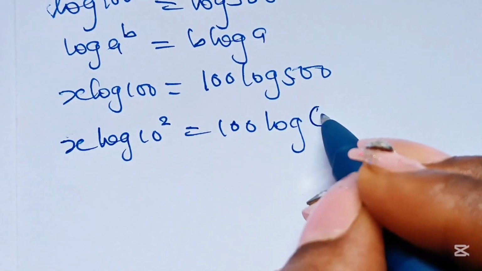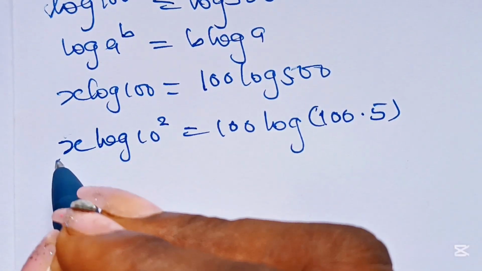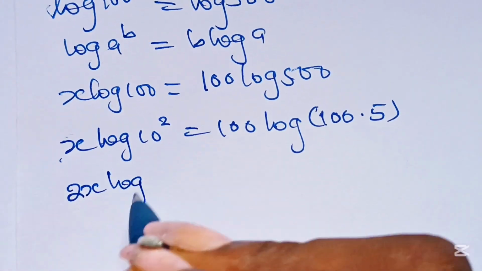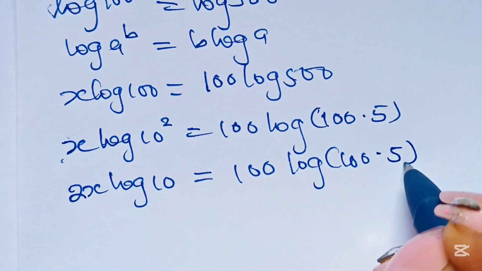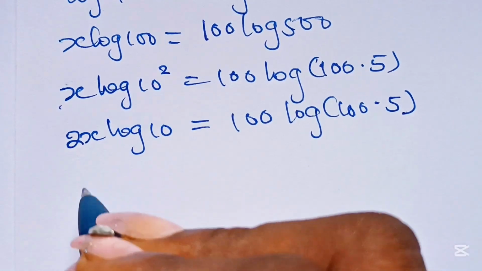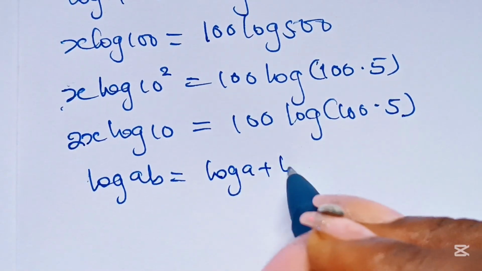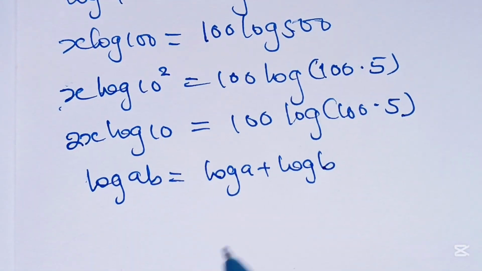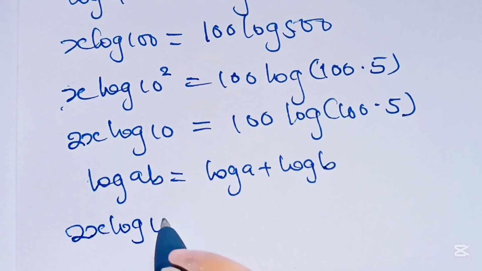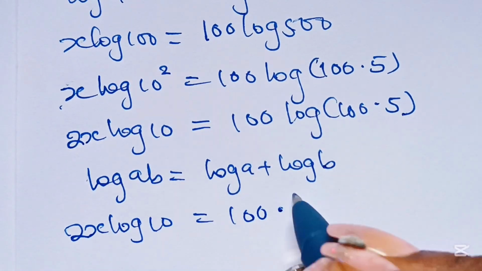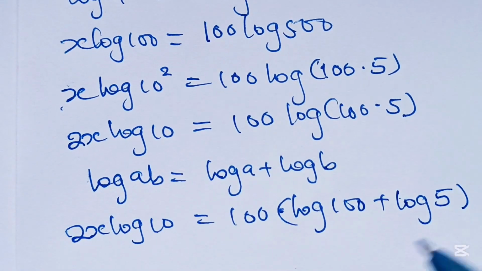Now 500 is the same thing as 100 multiplied by 5, right? So we can bring this down to multiply this so that we now have 2x log 10 is equal to 100 log 100 multiplied by 5. Now I want us to recall that when you have log a multiplied by b, this is equal to log a plus log b. So we can rewrite this as log 100 plus log 5. So we have 2x log 10 is equal to 100 multiplied by log 100 plus log 5, right?